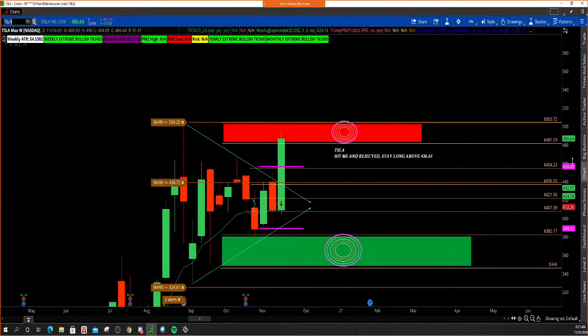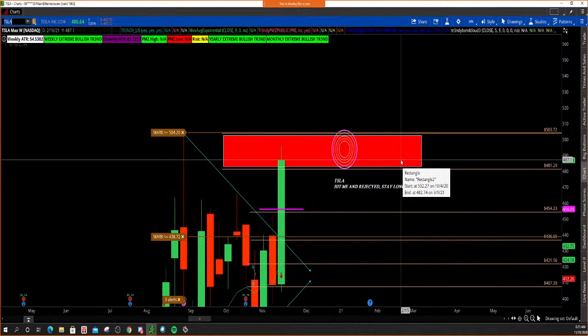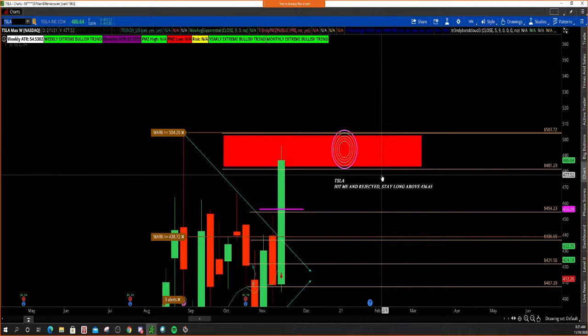All right, so as far as today though, anytime you see a red box on my screen, 481.29 needs to hold. That's all you need to know. 481.29. All right.